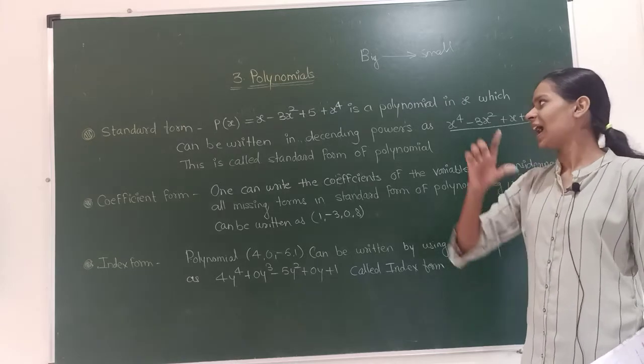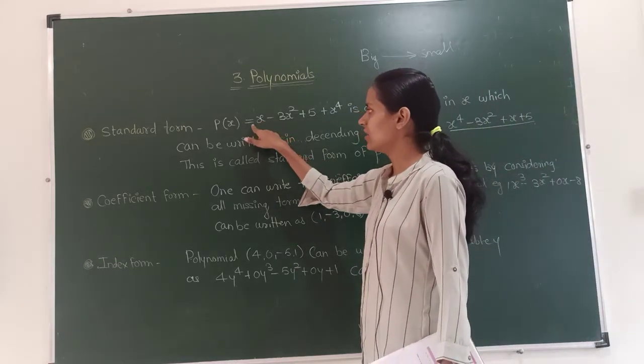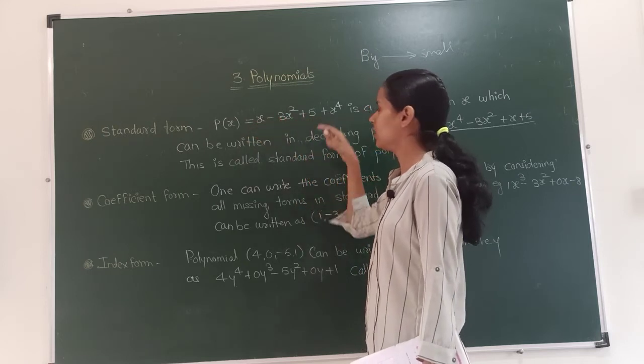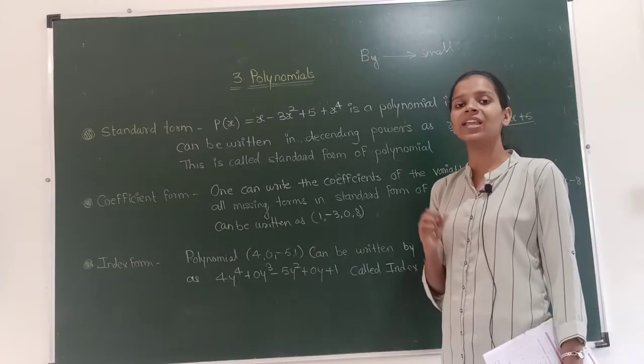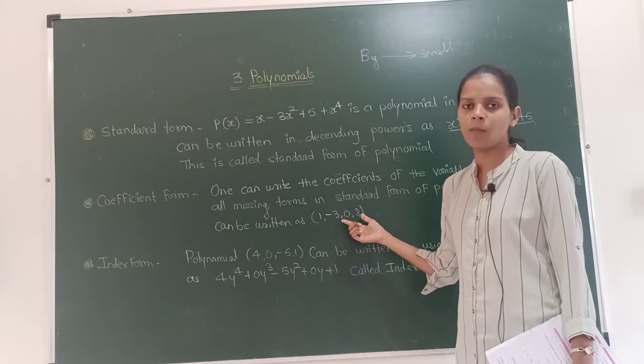Suppose they have given us any polynomial. For this we can write the coefficients. There is nothing, meaning 1, here is minus 3, plus 1. This is how we can write the coefficients of any given polynomial, and it is called the coefficient form of the polynomial.